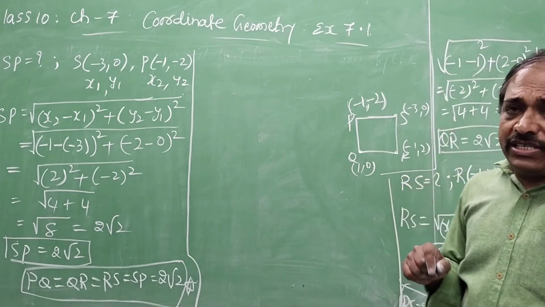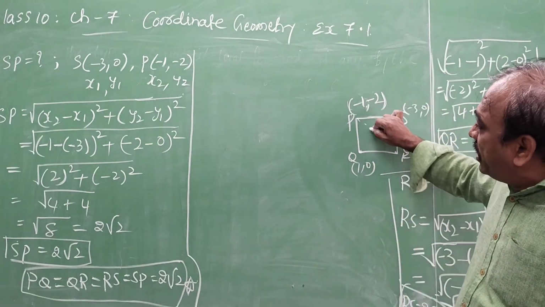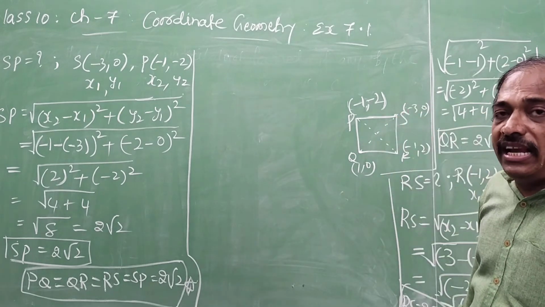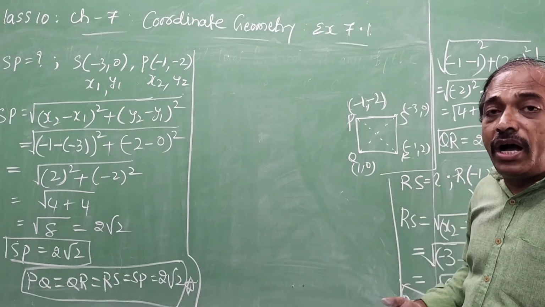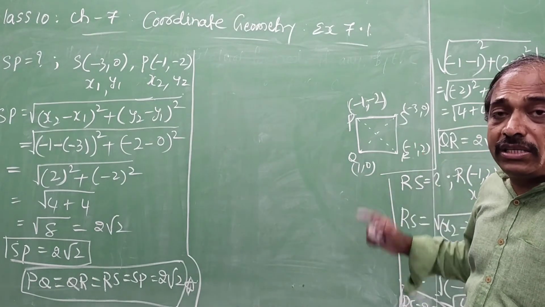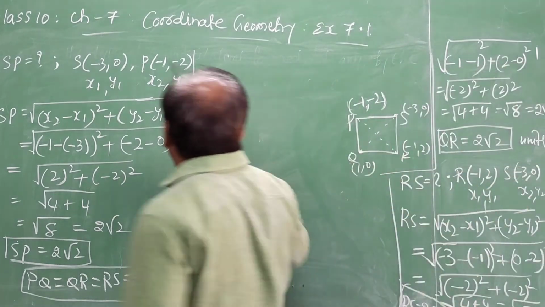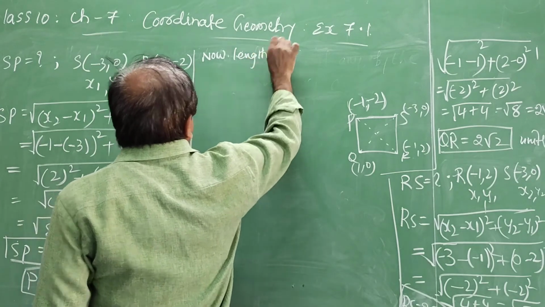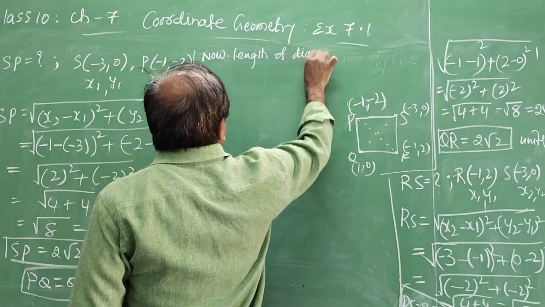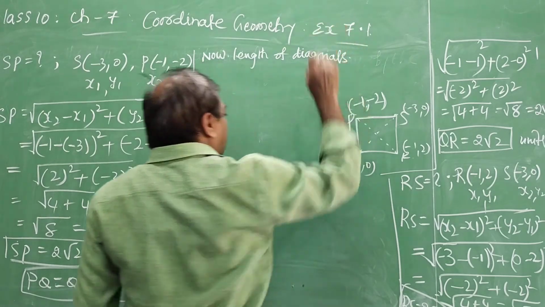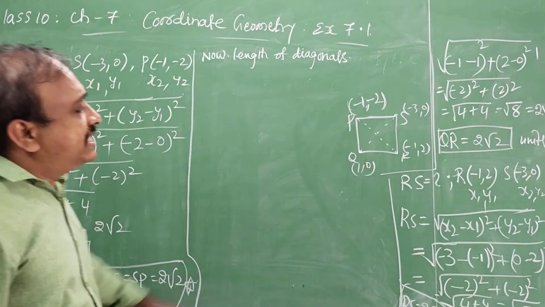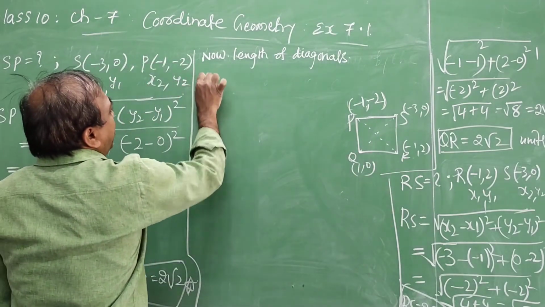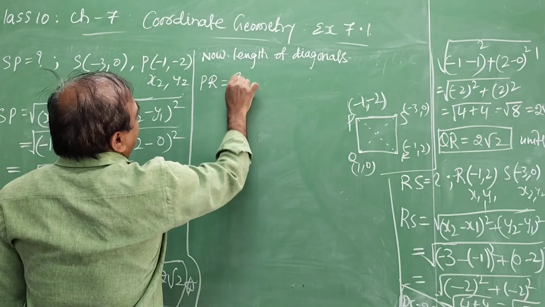So only one difference we can make: if the diagonals are the same, equal in length, then it is a square. If not, it is a rhombus. Now we are going to find the length of the diagonals. What is a diagonal? P and R, Q and S. So we will verify that also. PR distance we are going to find.